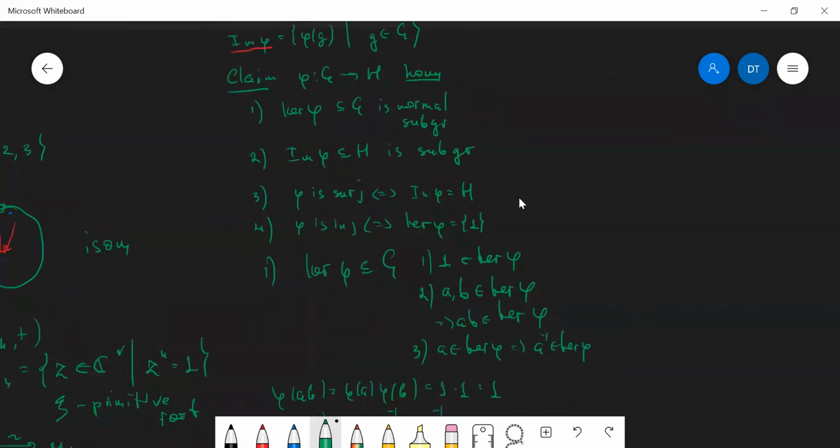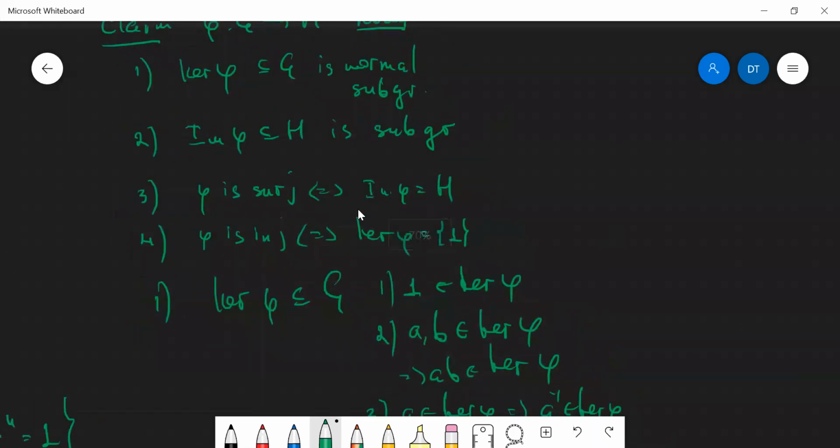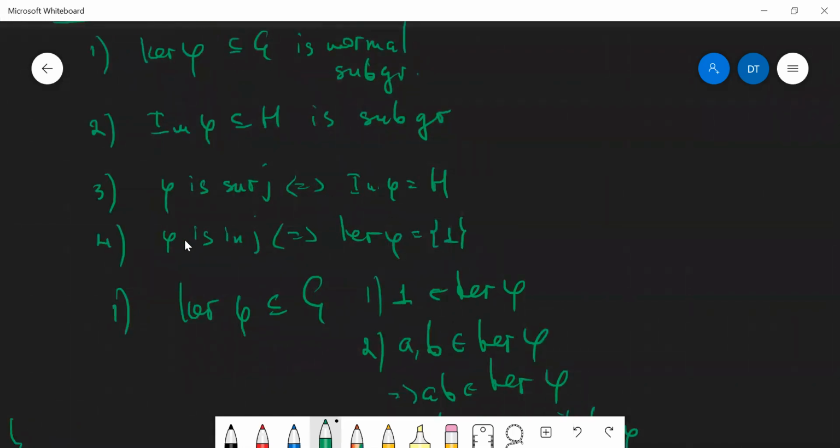Okay, so the third one must be obvious. It's just by definition. The image is the set of all elements coming from G. Surjectivity means that the image equals H, so this is just a reformulation. It's not something interesting. The interesting part is injectivity. So phi is injective if and only if the kernel consists of the element 1.